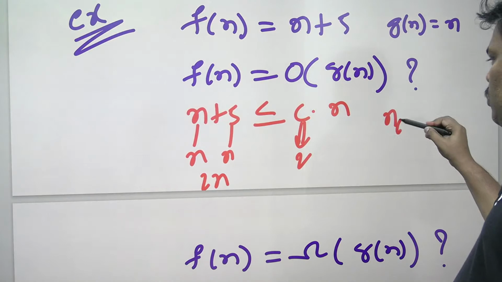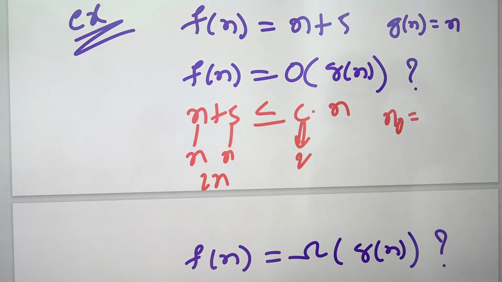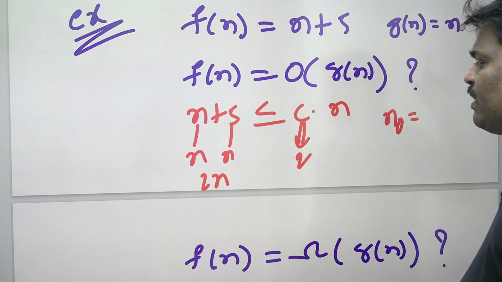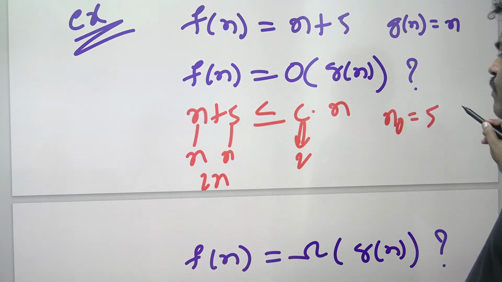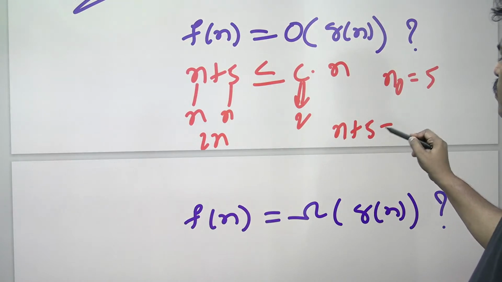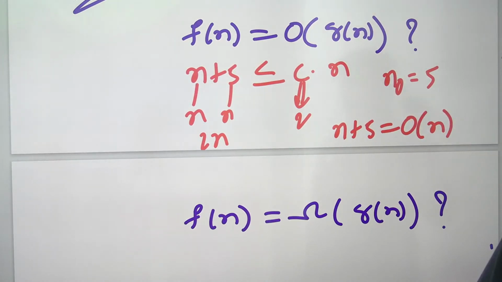Now the n0 value. Taking n0 as 1, it works: 6 on this side, 2 on the other. n0 as 2: 7 versus 4, no. n0 as 3: 8 versus 6, no. n0 as 4: 9 versus 8, no. n0 as 5: 10 versus 10, yes. I think 5 onwards works. So the final conclusion: n plus 5 is big O of n is possible.